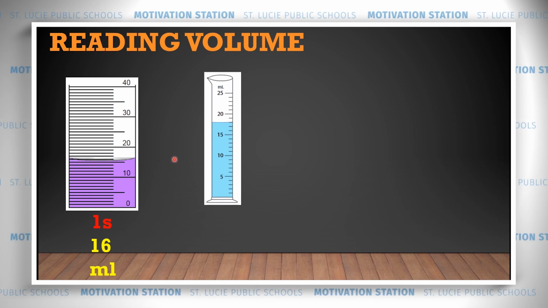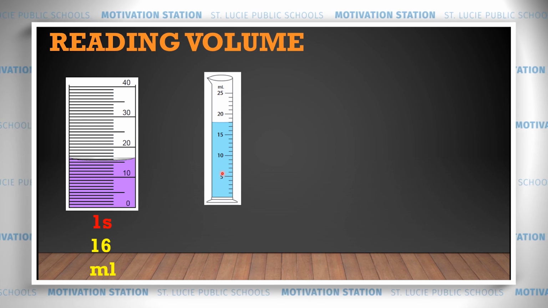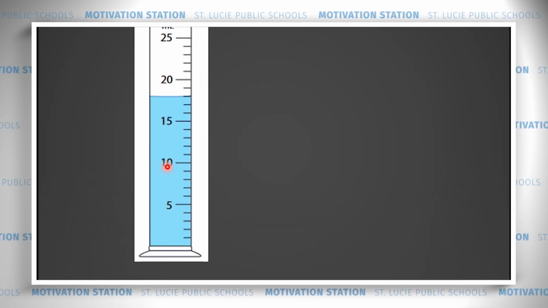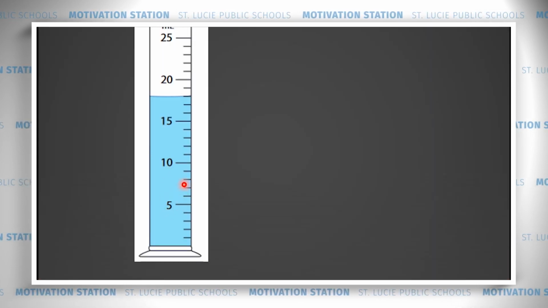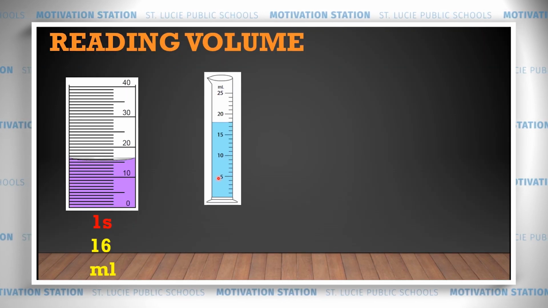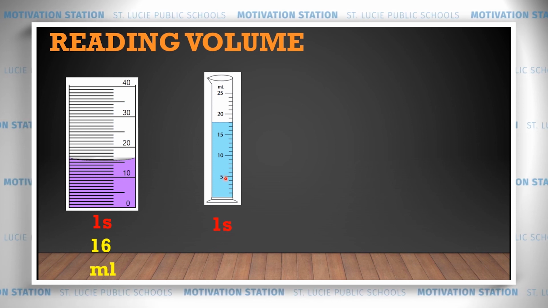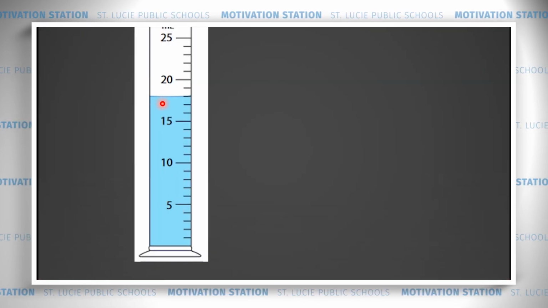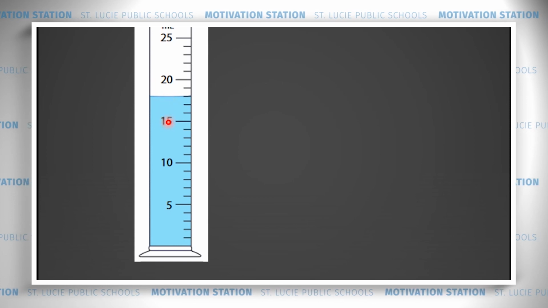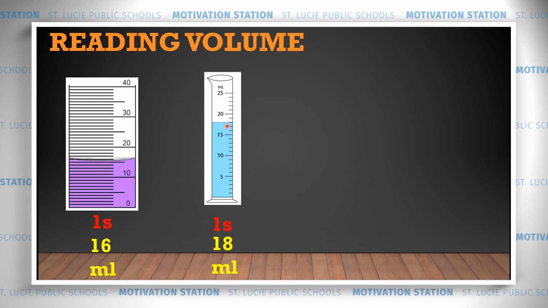This next graduated cylinder, we have to determine the scale. It counts by fives, and from 5 to 10, there is 1, 2, 3, 4, 5 lines. So I'm going to say that this one also counts by ones. Each one of those lines is worth 1. And it lands up here between 15 and 20, so I'm going to start at 15 and count. 16, 17, 18. This has 18 milliliters.